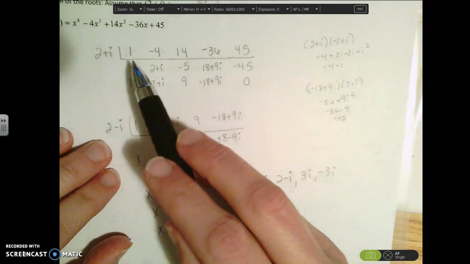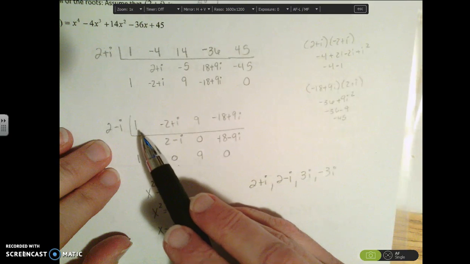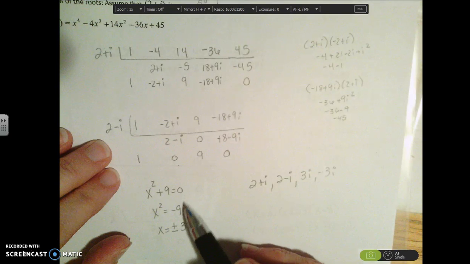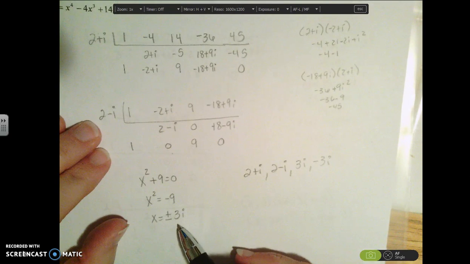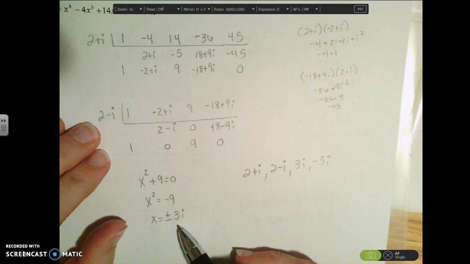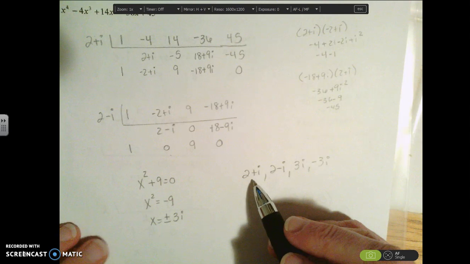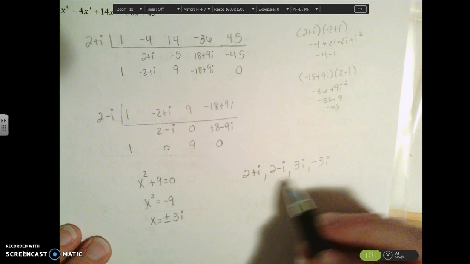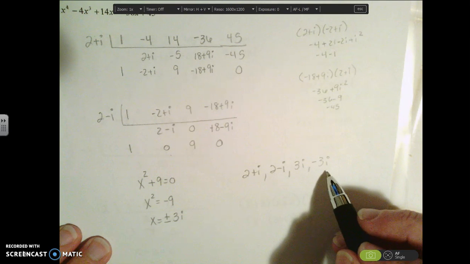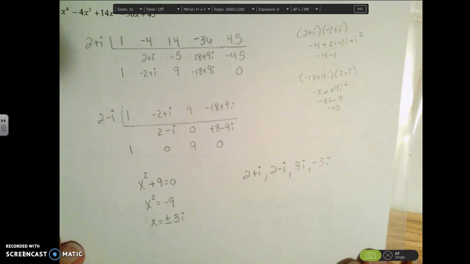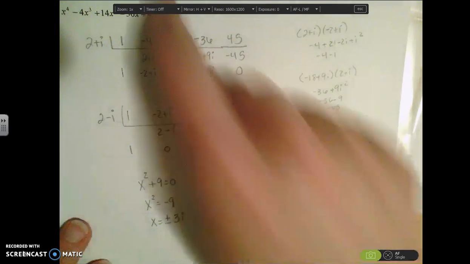So again, I've gone from an x to the 4th problem to an x cubed problem, and now this is x squared, and when I do my solving, I end up with plus and minus 3i. So I have 4 complex roots, or 4 imaginary roots: 2 plus i, 2 minus i, 3i, and negative 3i. So it's something I wouldn't have been able to get on my calculator without knowing one of the roots.